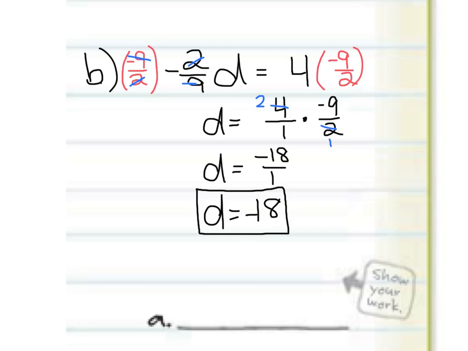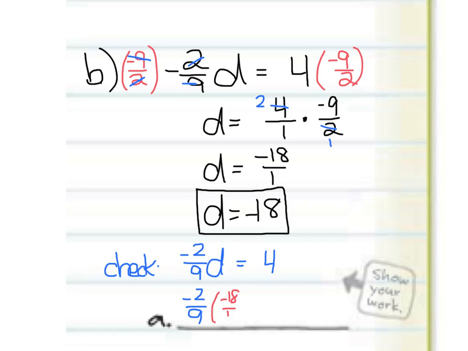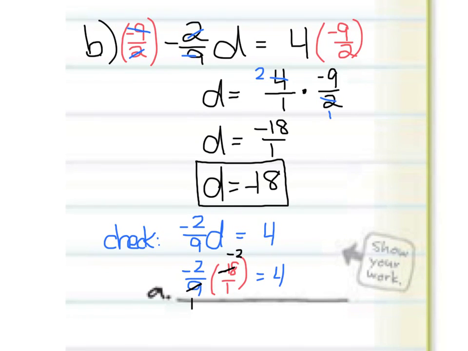Now we do need to show a check step as well. We'll start by rewriting the original equation, negative 2/9 times d equals 4. We'll make our substitution in, negative 2/9 times negative 18 over 1 equals 4. Look to see if you can cross simplify. The 9 and the 18 I can divide by 9 to get 1, and negative 18 divided by 9 is negative 2. And then we have negative 2 times negative 2 is a positive 4, and that does equal a positive 4. It checks out. Our solution is d equals negative 18.